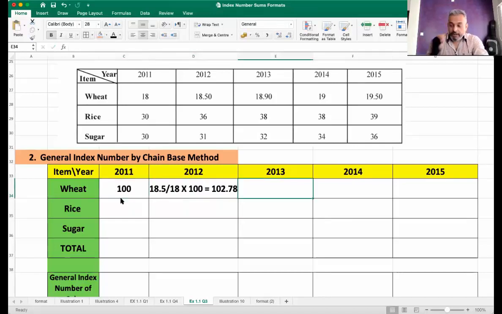Then 18.9 divided by, now what we will do, divide by 18.5 because it is the chain based method. 18.9 divided by 18.5, so it comes to 102.162. So 102.16.